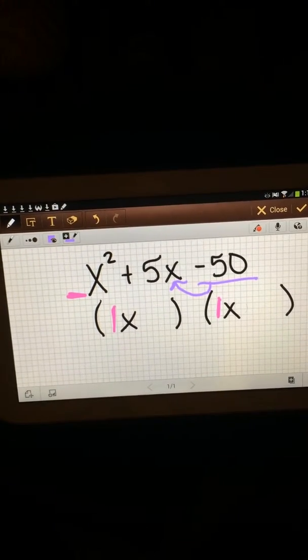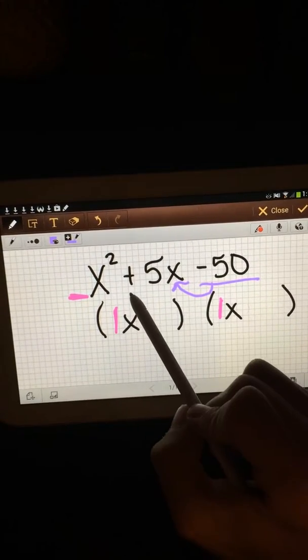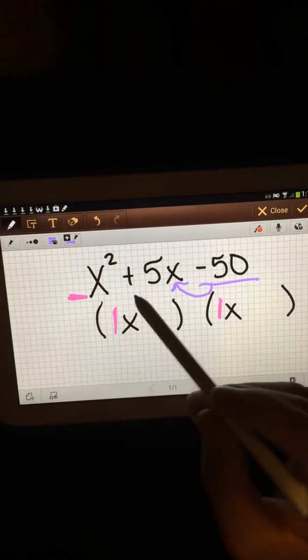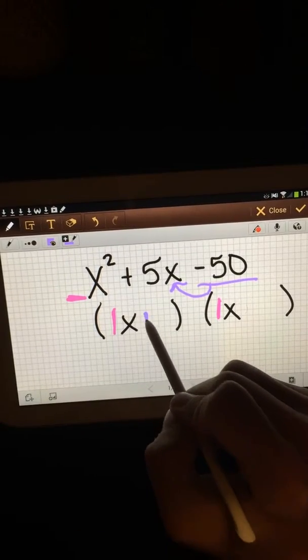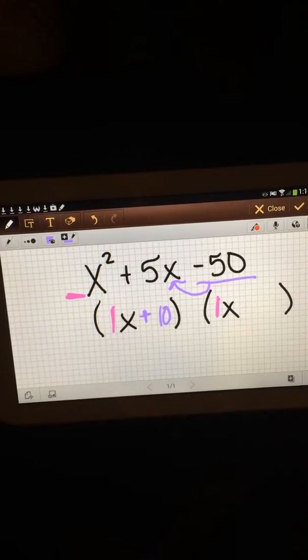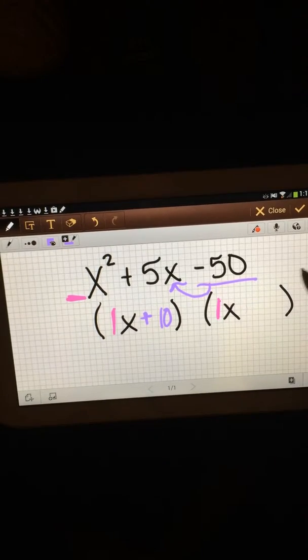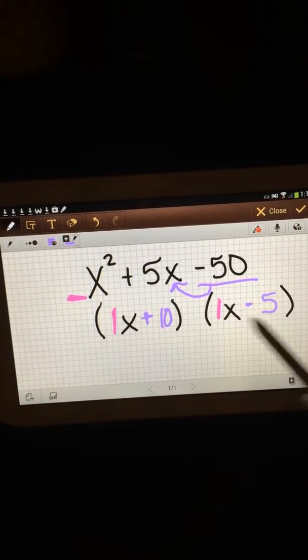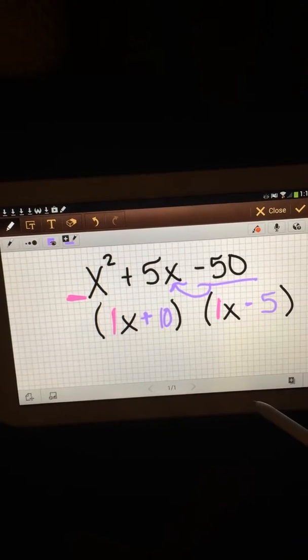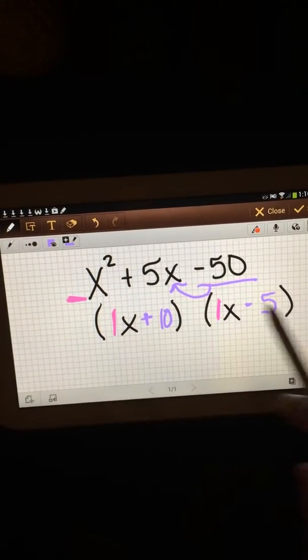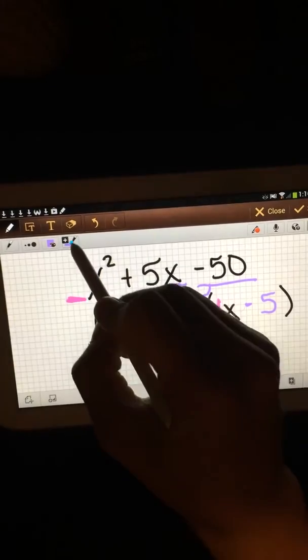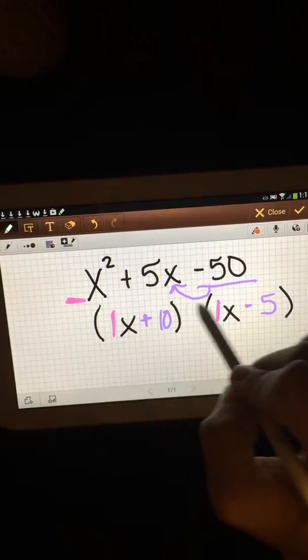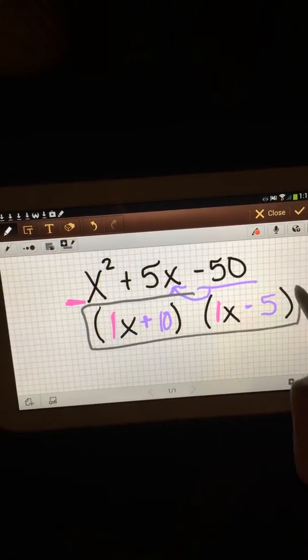Since this is positive, the 10 would be positive because it's bigger, so it would be plus 10. And then the 5 would be negative because 10 minus 5 equals 5. And 10 times negative 5 equals negative 50. So then we have our factors, but we have to make sure that they are correct.